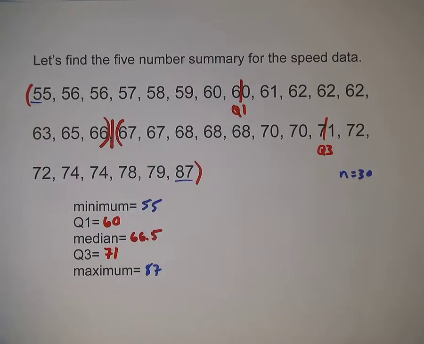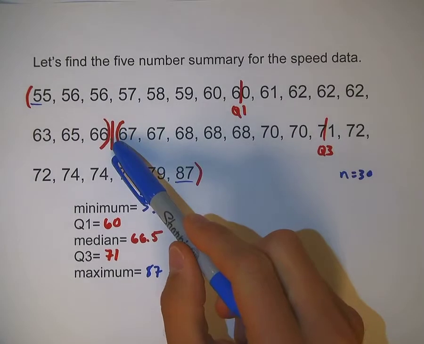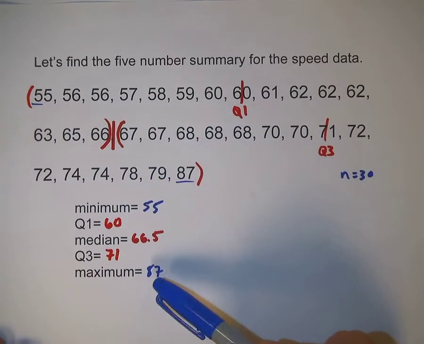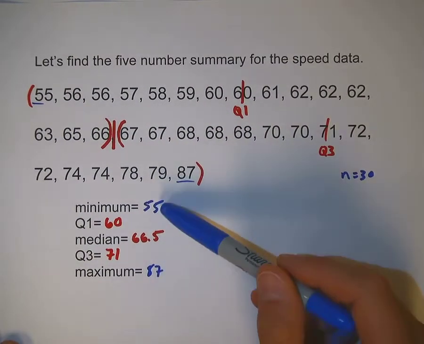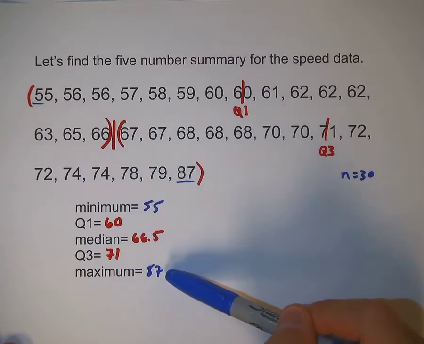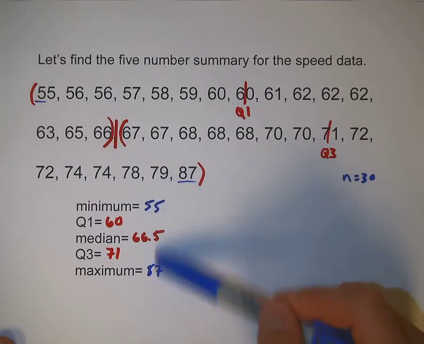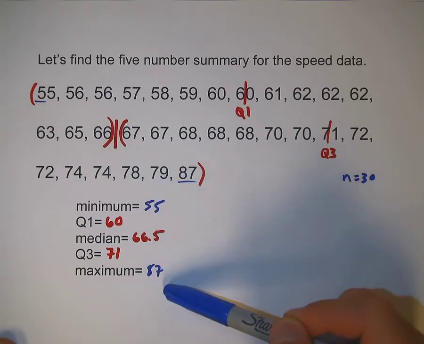So again, like we said before, the 5-number summary gives me both a way of measuring the center as well as the spread of the data. We can see the median value is 66.5, so that's the speed that was right in the middle. We can also measure the spread. We now know that the speeds ranged from 55 all the way to 87. So we can see that the minimum and maximum differ by about 32 miles per hour, which is a pretty large range.